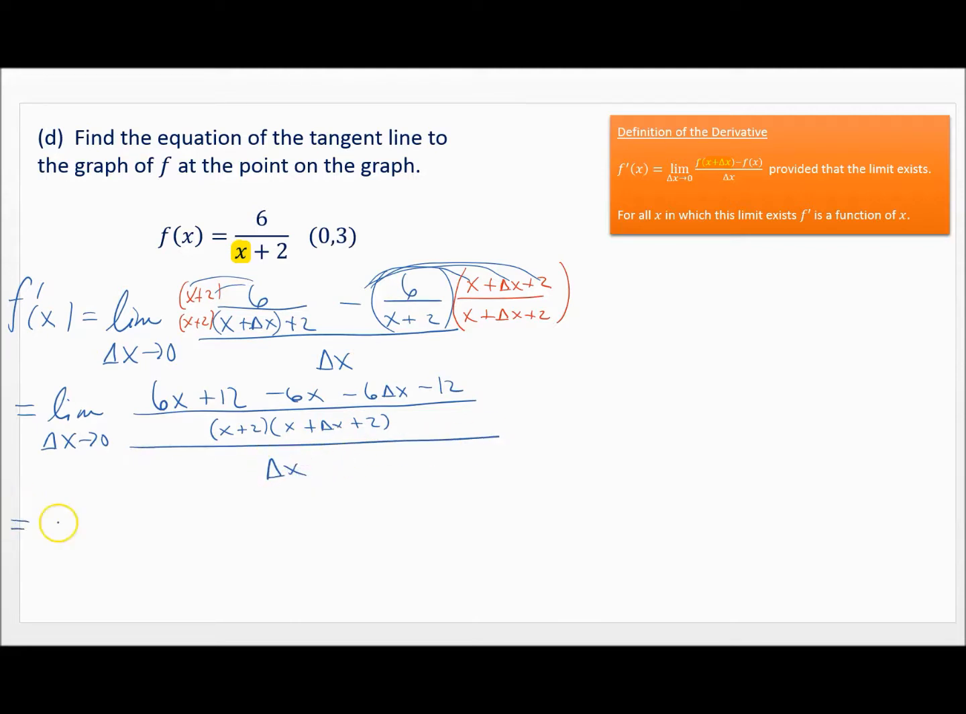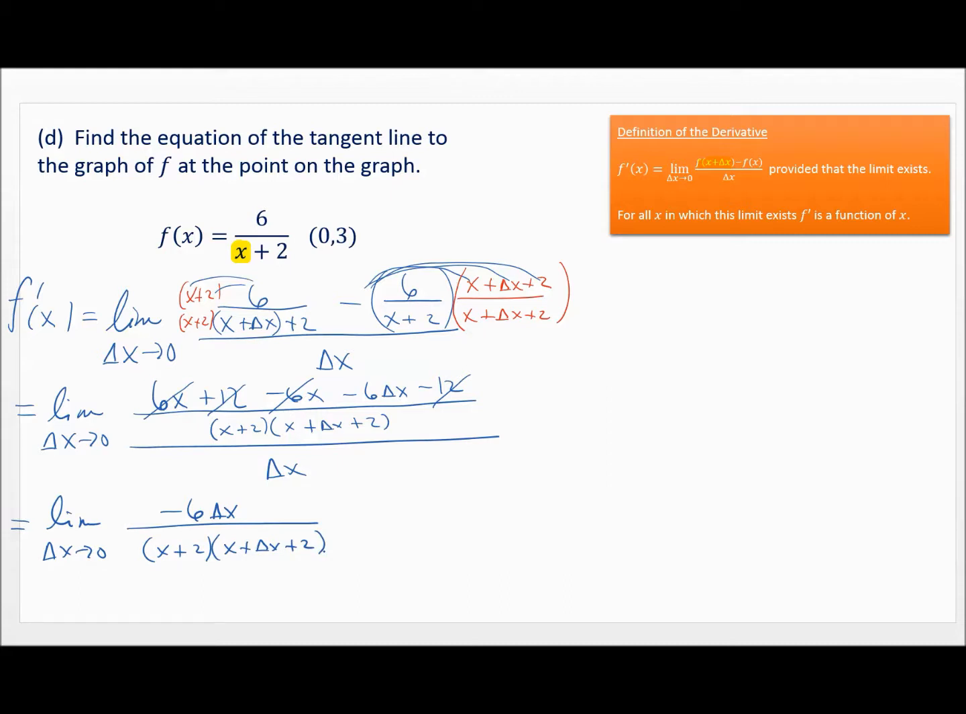So let's see where that takes us. We need to combine like terms in the numerator. So I have 6x minus 6x cancels out, plus 12 minus 12 cancels out. At this point in the numerator, I see that all I have is negative 6 delta x over this x plus 2 times x plus delta x plus 2. It's an ugly denominator that I don't want to multiply out.